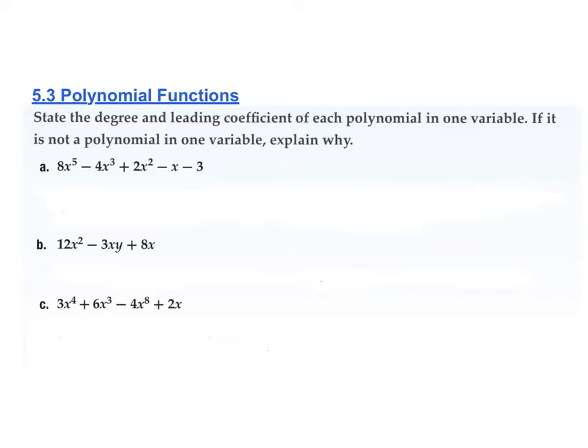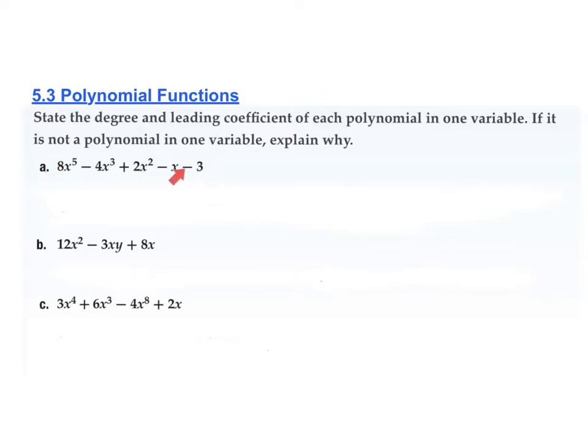Now, in this particular case, it goes x to the fifth, x to the third, x to the second, x to the first, and then x to the 0. We're missing an x to the fourth, but they go down. So this first term, since the variable has the highest power on it, is going to have the leading coefficient right here.